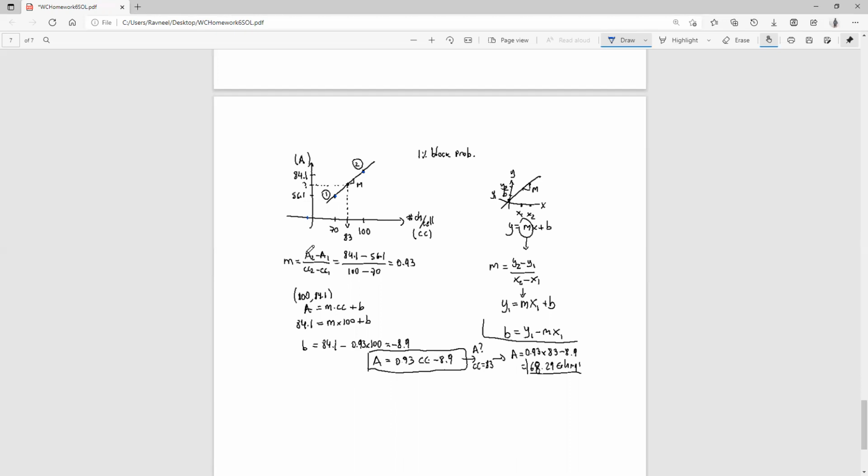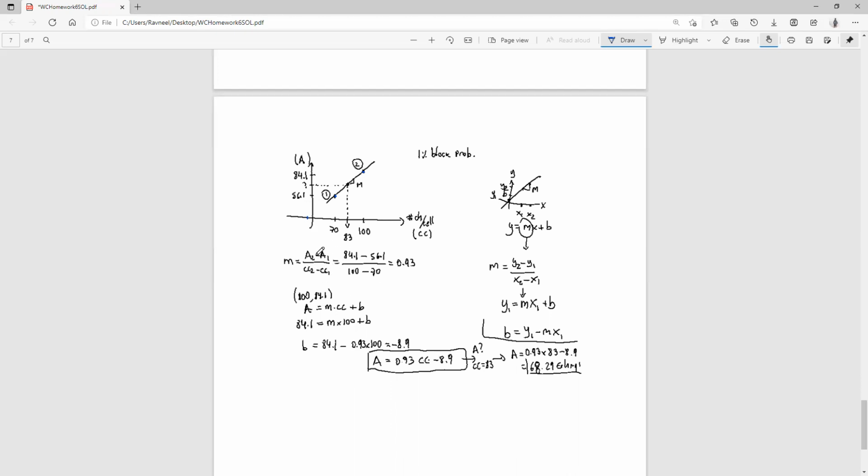So using that particular formula, that is a2 minus a1 in this case, because y is represented by a and the x-axis is represented by cc. Let's just represent it as cc rather than saying channels per cell. So in this case, m is equal to (a2 minus a1) divided by (cc2 minus cc1). That is the gradient.